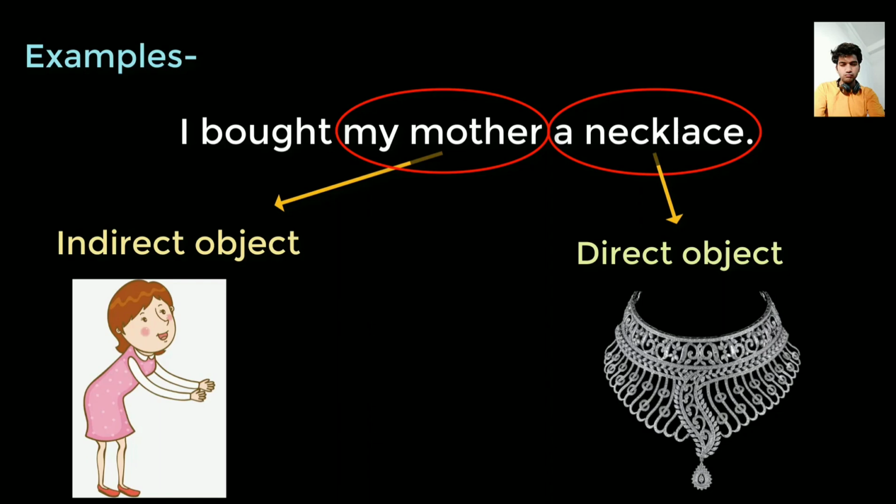I bought what? A necklace. I bought for whom? My mother. So a necklace is your direct object. My mother is your indirect object. It's quite simple, guys. An indirect object is somebody that receives the direct object, somebody that the action is done for.